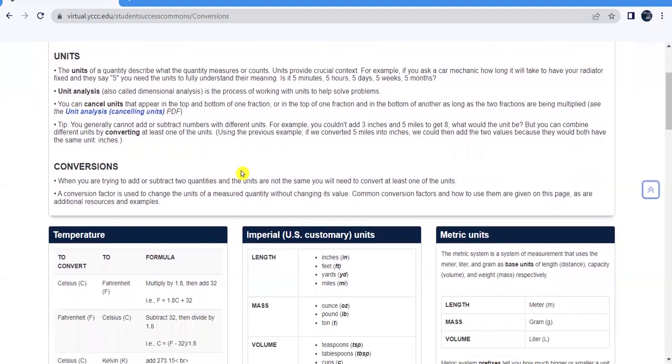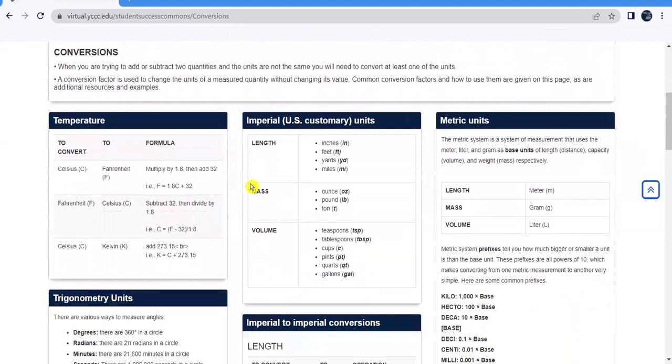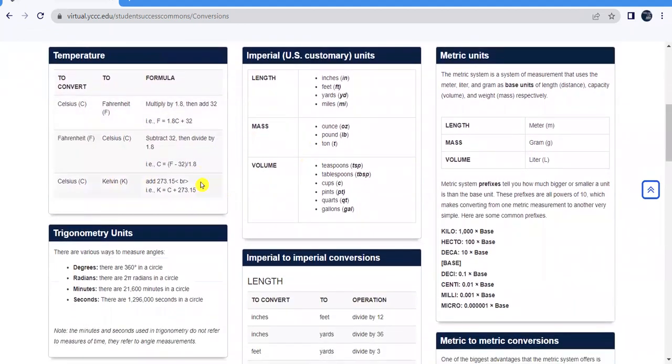And so on this page here, units and conversions, we do have an example of how you can cancel units. We also have some common conversions. So if you need to convert from Celsius to Fahrenheit, we've got the formula here, or Fahrenheit to Celsius. The customary units we use to measure things in the US, we usually use inches, feet, yards, miles. For mass, we use pounds, ounces, and for volume, cups, tablespoons, whatever.